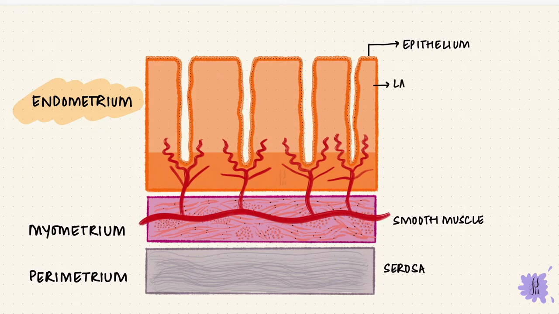Below that is a lamina propria. The epithelium extends down into the lamina propria, forming glands.